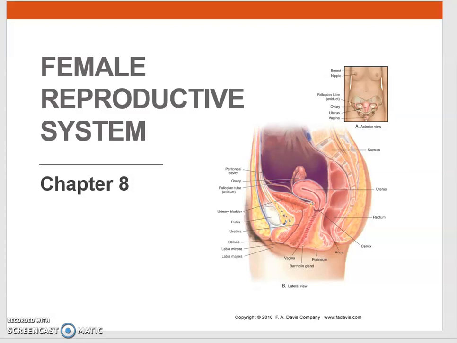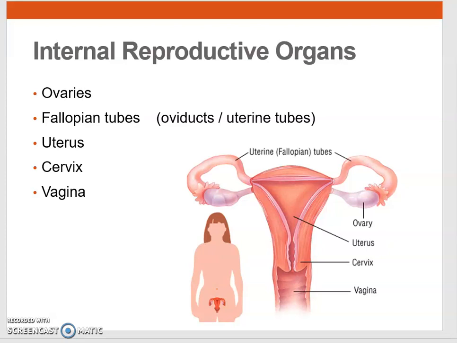So we'll get started with the second half of the Chapter 8 lectures, covering the female reproductive system. We have a diagram here showing some of the anatomical structures we'll be talking about today. We'll be learning the words surrounding these anatomical structures and some of the pathologies that are involved with these anatomical structures. We're going to start with the internal reproductive organs.